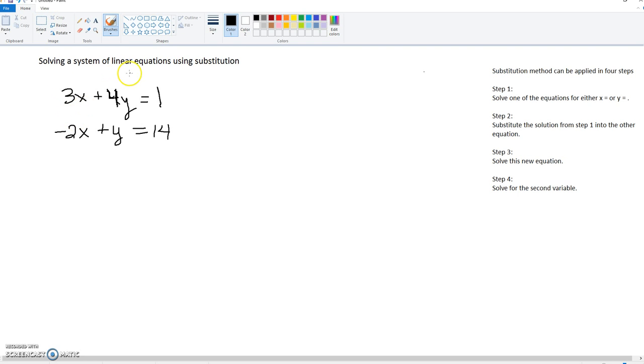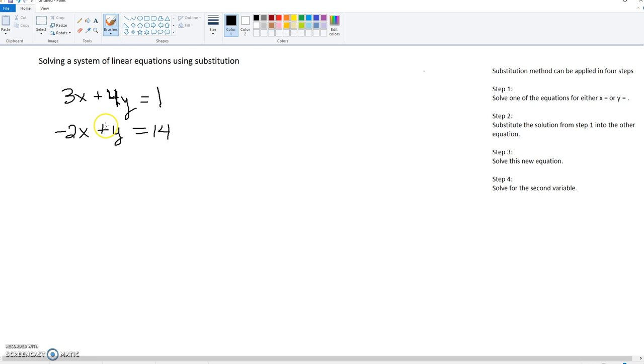Solving a system of linear equations using substitution. I have an example up here. I've also provided the steps over here, and we're going to go through these steps as we work this problem. Now, I've picked one of the more difficult problems for this example.